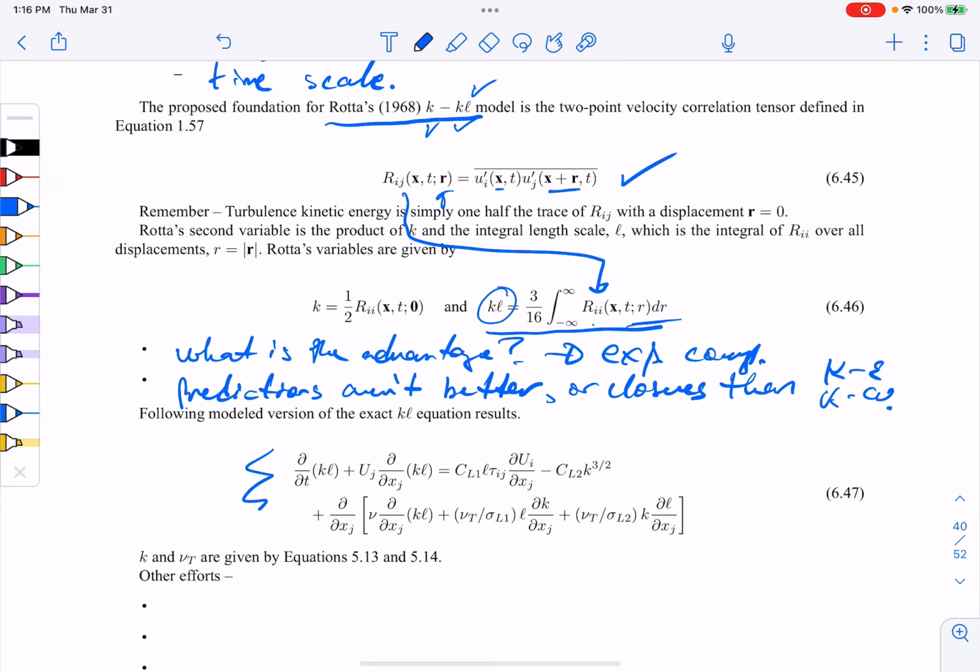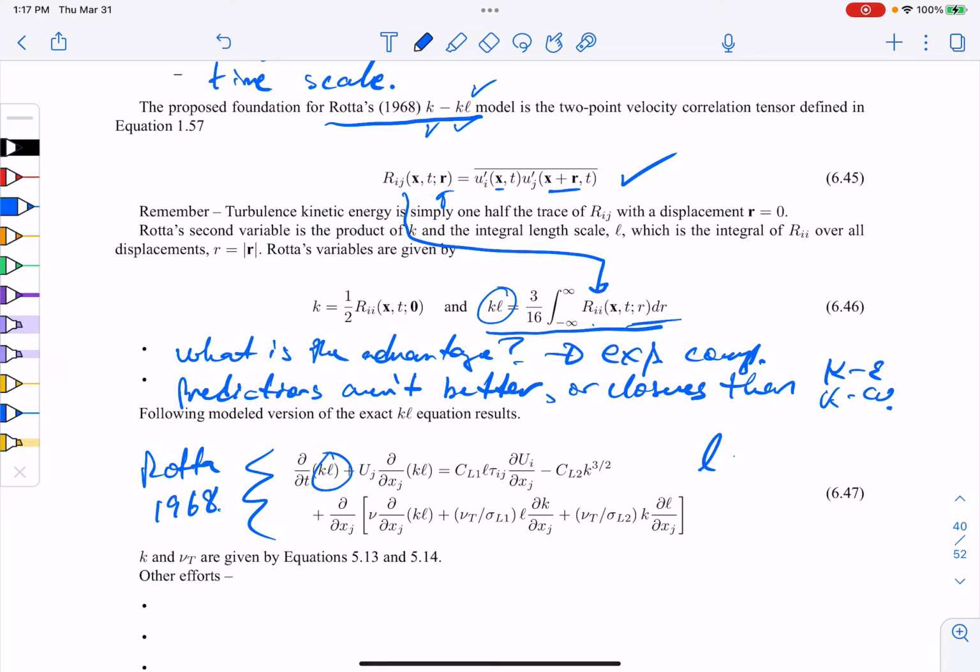And here is Rotta's 1968 model. And you can see it's an equation for KL. So what do you get when your code ends? You're getting turbulent kinetic energy K in space, and you're getting L in space. Okay, so then the K epsilon people will come back and say, okay, so you directly predicted L. And I would say, if I was a K epsilon or K omega proponent, which I am, I can just calculate L from K and epsilon, right? So I would just say, big deal, you calculate L in space.